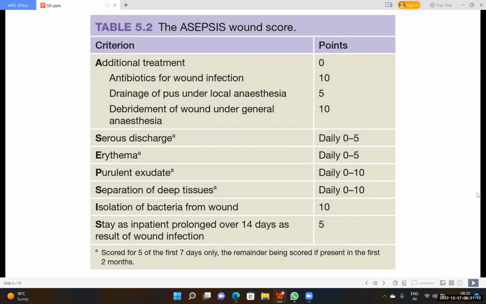Now, this serous discharge, erythema, purulent exudate, and separation of deeper tissues, these are scored only for the first 7 days after SSI, and the rest of them are scored from the day of SSI till 2 months.